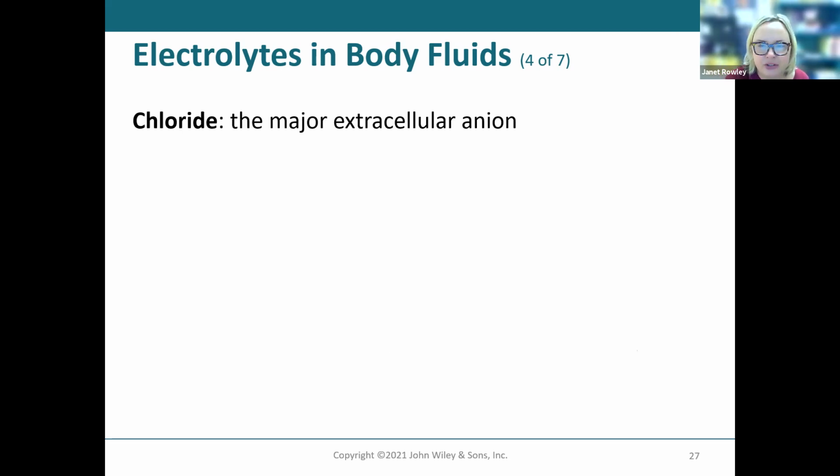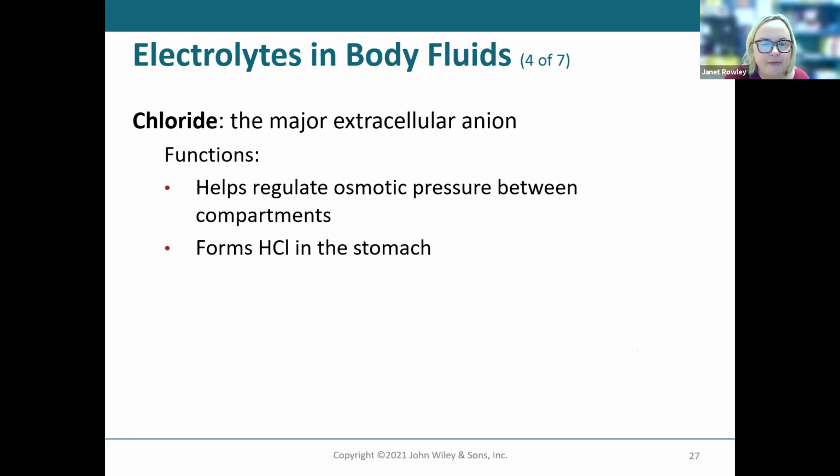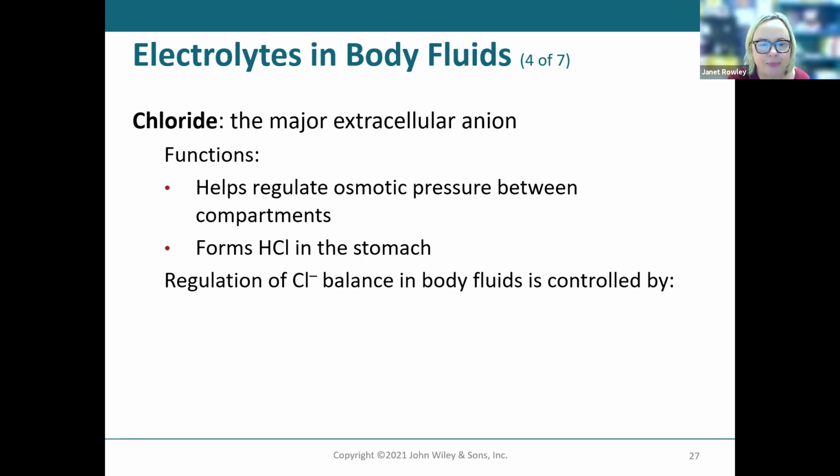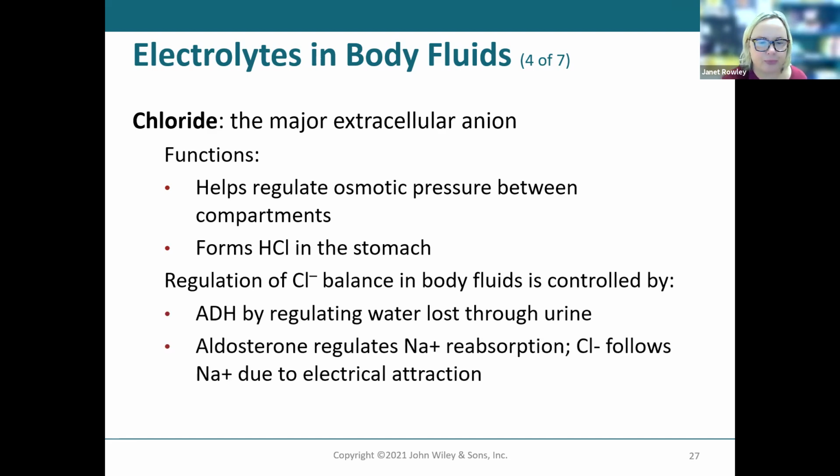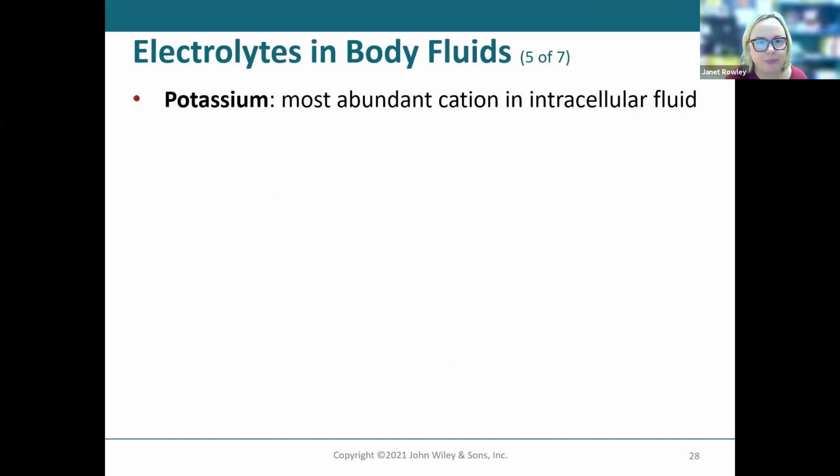Chloride is the major extracellular anion. It functions to help regulate osmotic pressure between the compartments, and it is part of what's needed to form hydrochloric acid in the stomach. Regulation of chloride balance in the body fluids is controlled by ADH regulating water loss through the urine. Aldosterone regulates sodium reabsorption, and chloride follows sodium due to the electrical attraction between the positive and the negative ions.